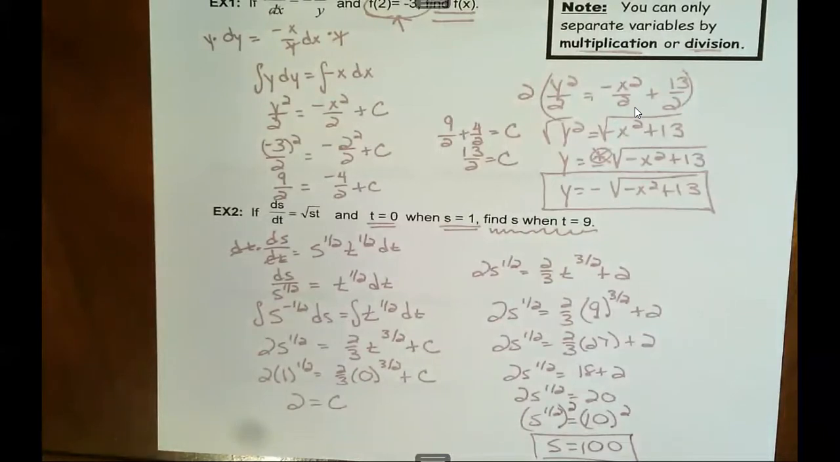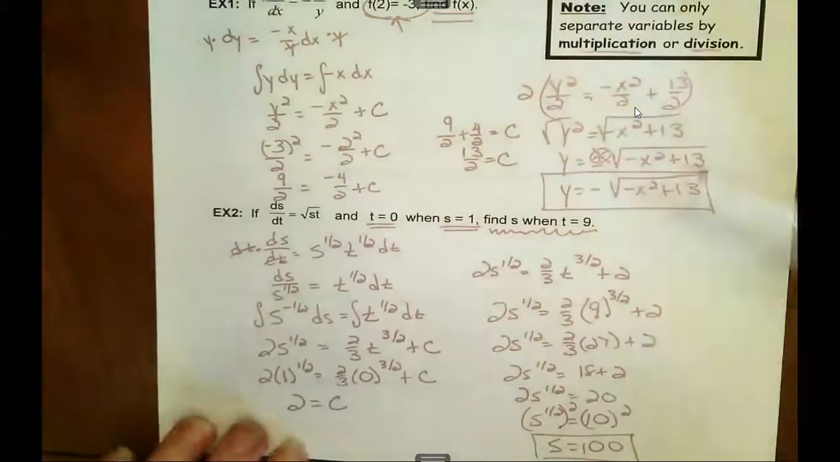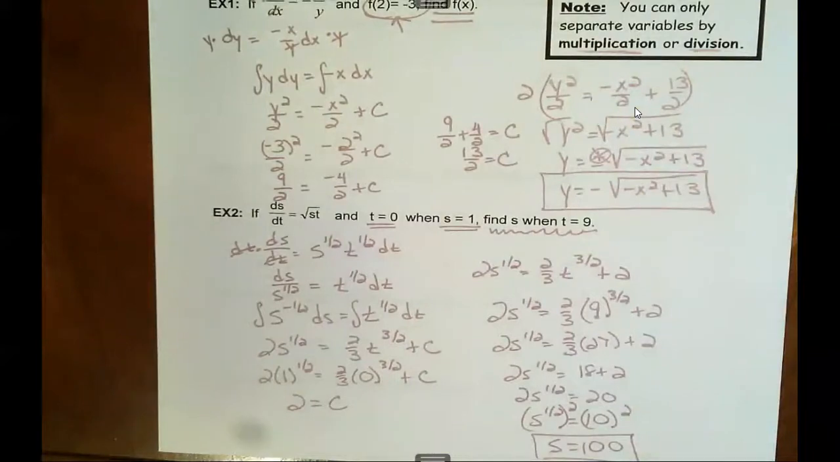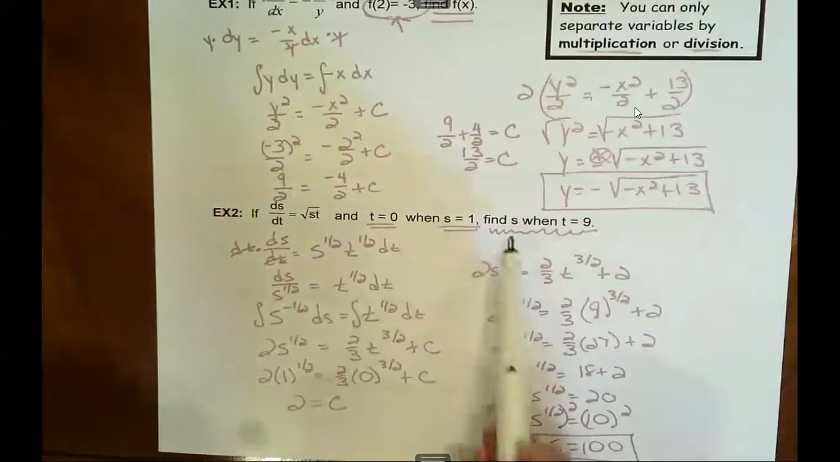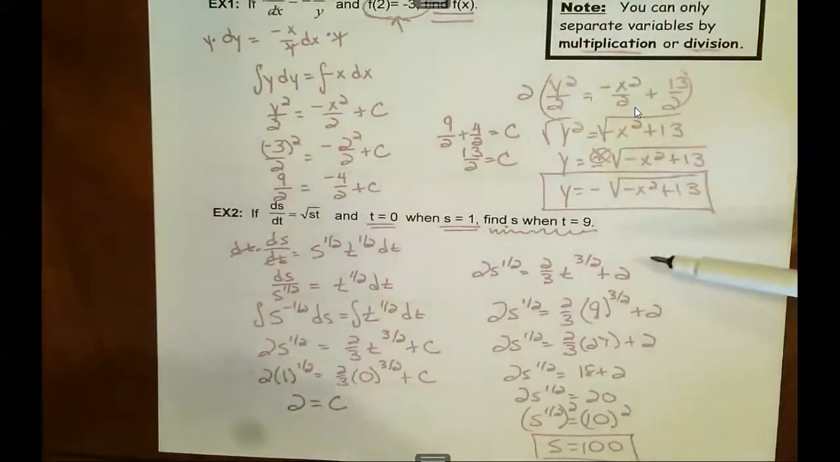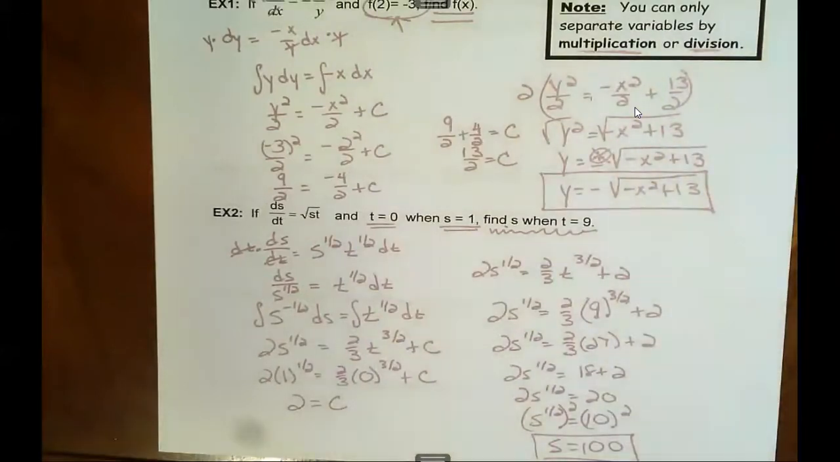It depends on what they ask you to do. In the first example that we did, they asked us to find f of x to solve for y. If they had not asked us to solve for y, we could have stopped way up here. In this one, they did not ask us to solve for a particular letter, but they did ask us to solve for s when t was 9. So we had to continue from whichever form you want. And once we had our c value, go ahead and solve for s. So just be careful about what they're asking.